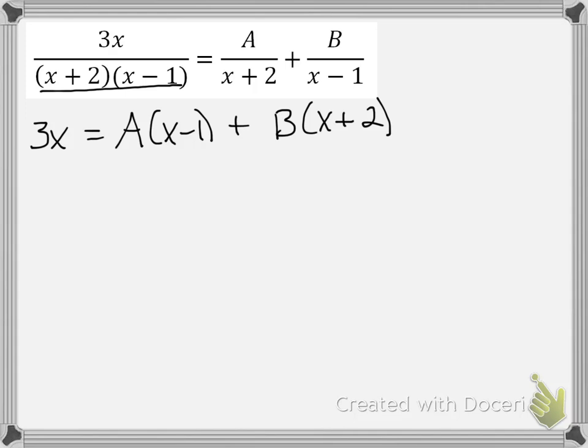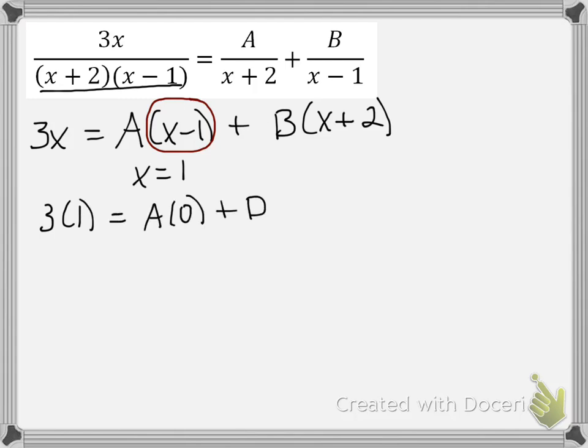This time, instead of that, I'm going to set x equal to 1. The reason why I'm doing that is because that is what will make this right here 0. And then if I do A times 0, I get 0. So, if I set x equal to 1, I have 3 times 1 equals A times 0 plus B times (1 plus 2).